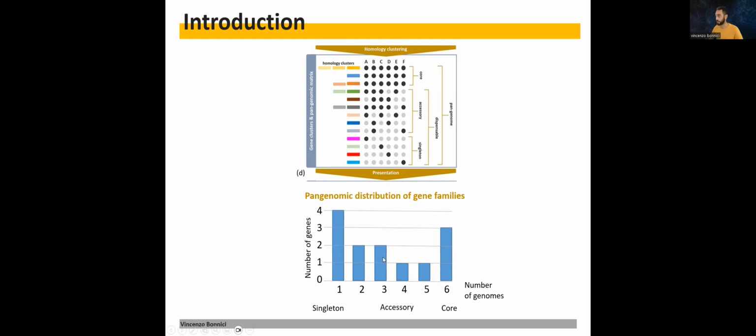Usually, we can say that this type of U-shape for this distribution arises for pangenomic analysis. So we have a relatively high number of singleton genes, but we also have a relatively high number of core genes.